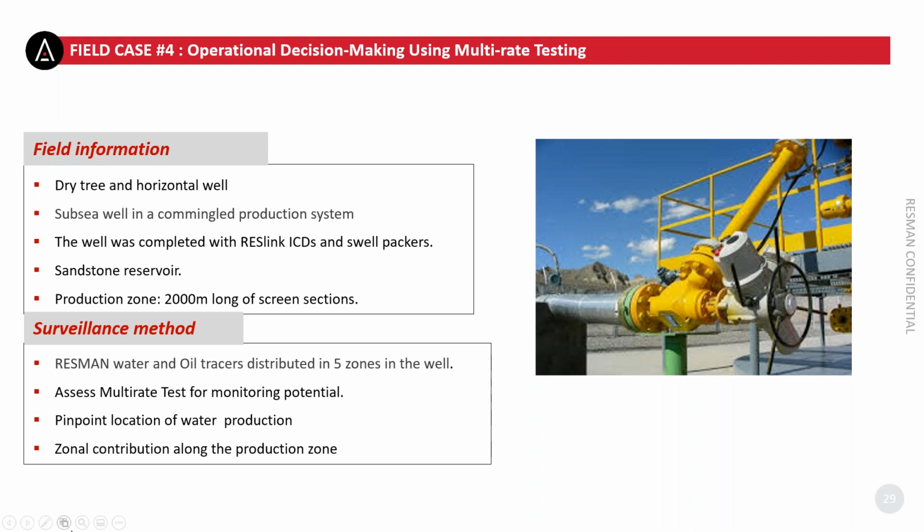And as this is a multi-rate test, they wanted to evaluate the zonal contribution and the response at different rate changes. So they wanted to know where the reservoir pressure was insufficient to sustain the flow, and also to identify the water source, if any, in the well.